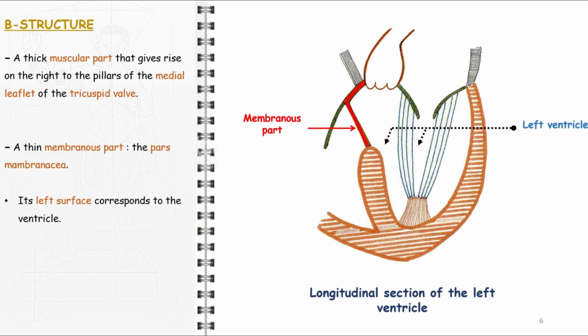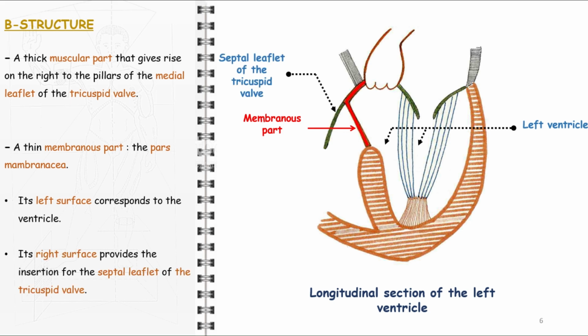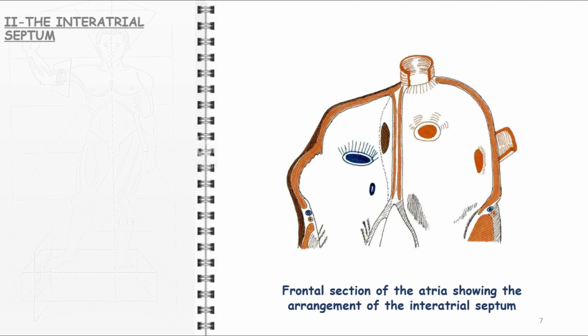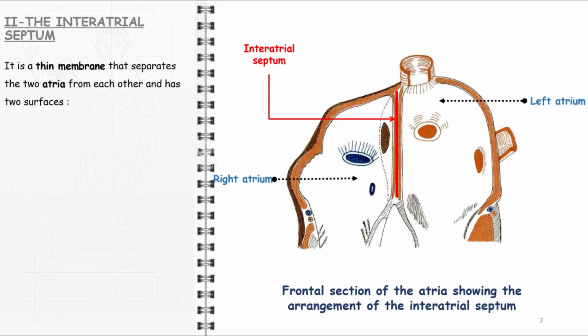Its left surface corresponds to the ventricle, and its right surface provides the insertion for the septal leaflet of the tricuspid valve. The interatrial septum is a thin membrane that separates the two atria from each other and has two surfaces: a right surface and a left surface.